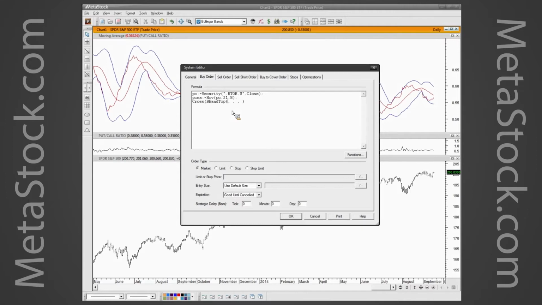The data array that we're putting in there, remember, is our put-call ratio moving average, so we're going to type PCMA, and then 20 for our number of periods, S for simple, and 2 deviations. That completes our first data array for the cross function. And the second data array, again, is just our put-call ratio moving average, so I'm just going to type PCMA there. Then we close it off with the closing parenthesis.